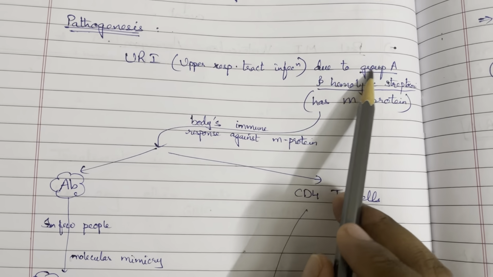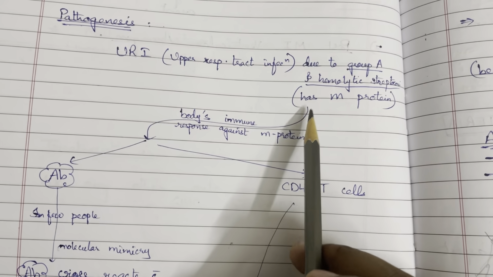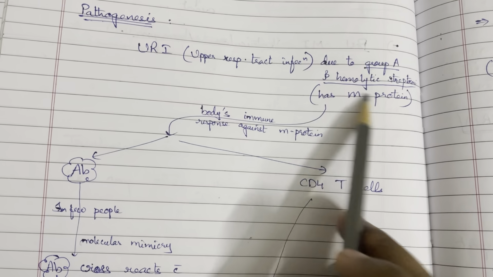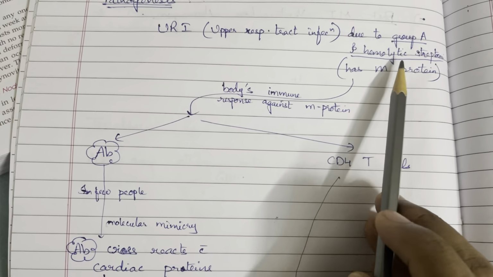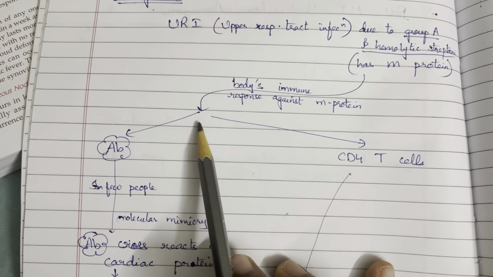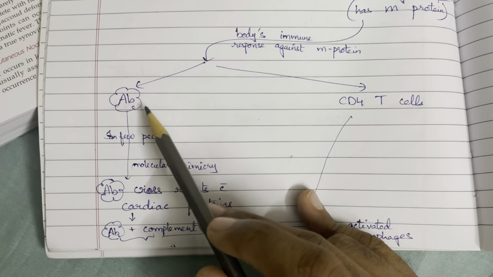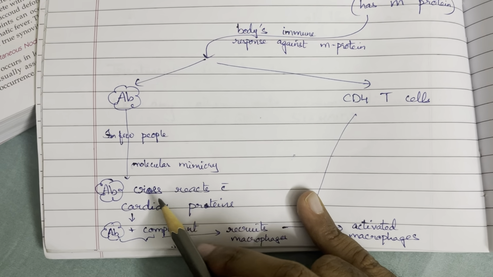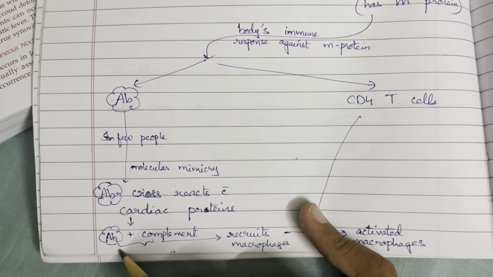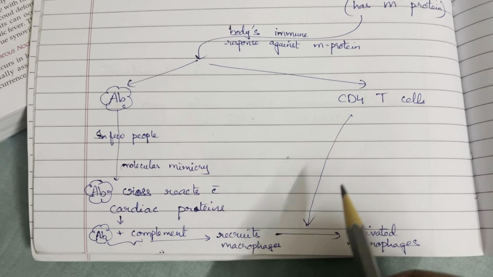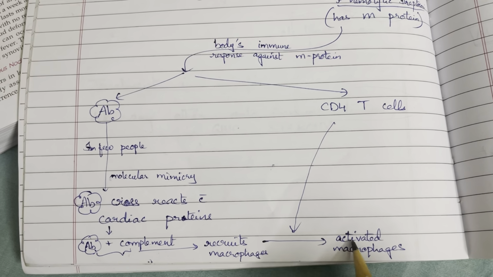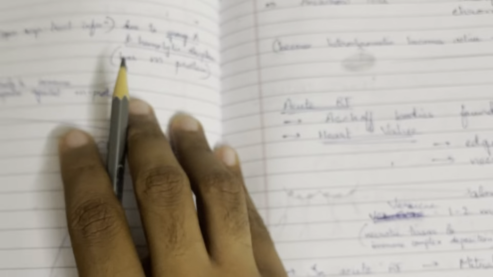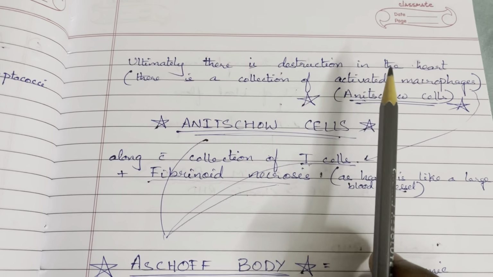So basically pathogenesis. You have the upper respiratory infection, and then after 2 to 3 weeks, the body produces an immune response against the M protein of the streptococci. Okay, so it produces antibodies. In a few people, these antibodies have molecular mimicry. They cross react with cardiac proteins. So this antibody plus complement recruits macrophages. At the same time, your body also activates CD4 helper T cells, which also recruit the macrophages and cause them to become activated macrophages. Ultimately, there is destructive pathology in the heart.